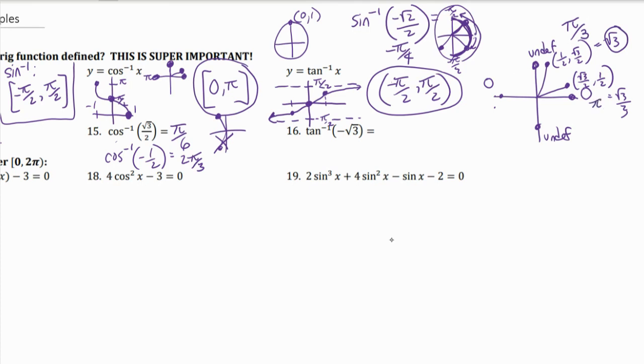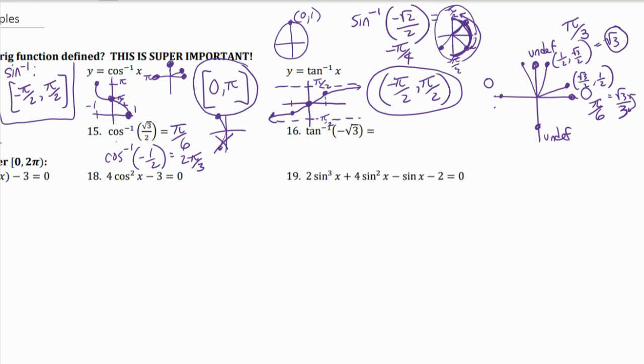At pi over 6, the tangent is root 3 over 3. 3 plus 3 is 6, so it's kind of like a quick way to remember. Tangent of pi over 3 is root 3. Tangent of pi over 6 is root 3 over 3. And then, of course, everything reflects.